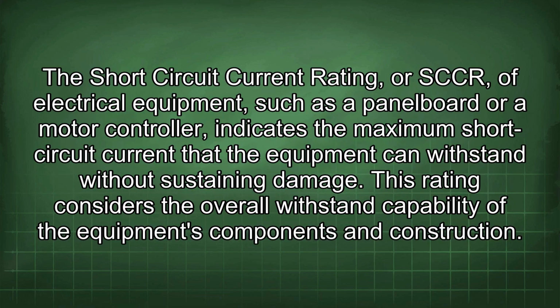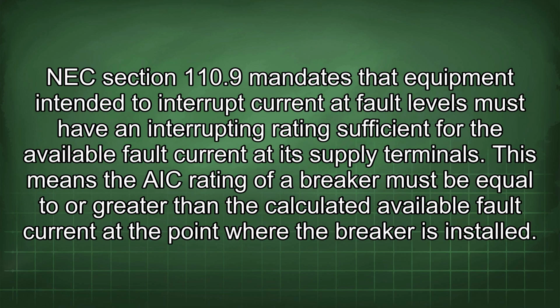The short circuit current rating, or SCCR, of electrical equipment, such as a panelboard or a motor controller, indicates the maximum short circuit current that the equipment can withstand without sustaining damage. This rating considers the overall withstand capability of the equipment's components and construction. NEC Section 110.9 mandates that equipment intended to interrupt current at fault levels must have an interrupting rating sufficient for the available fault current at its supply terminals. This means the AIC rating of a breaker must be equal to or greater than the calculated available fault current at the point where the breaker is installed.